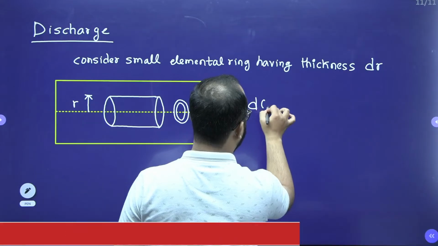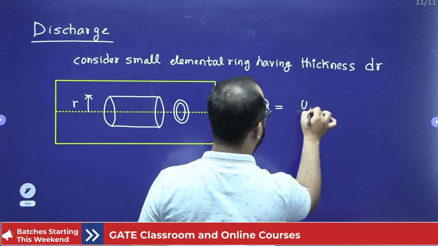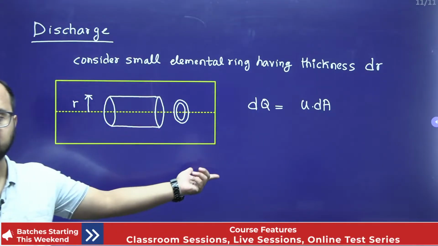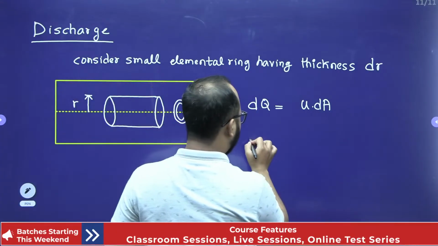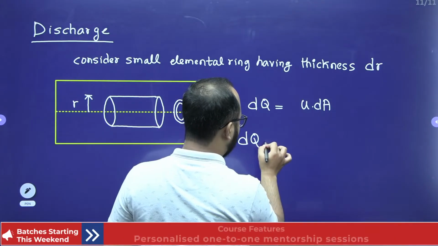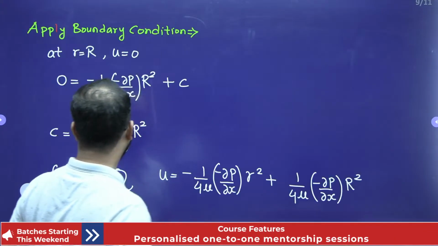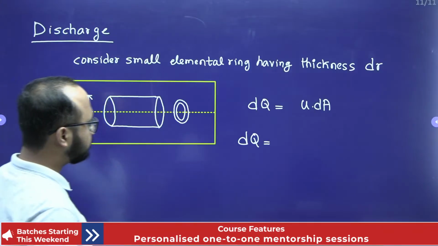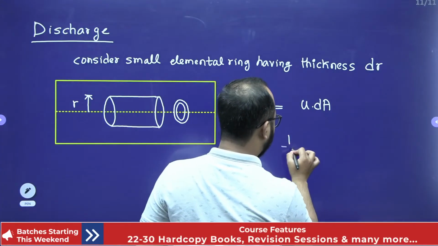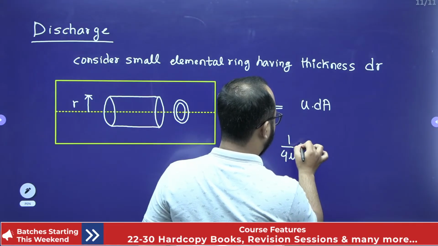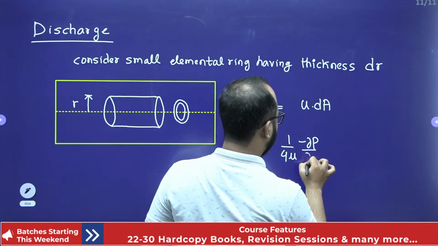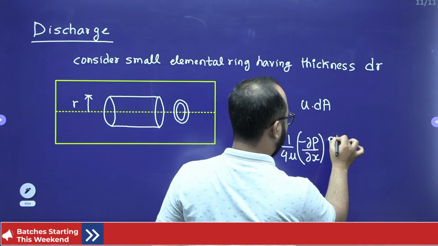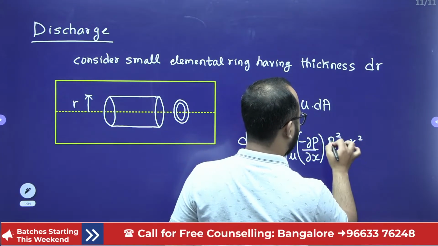Very simple. Small discharge will be there, u into dA. Whatever the velocity will be there and whatever the radius will be there for that particular ring. Okay, so velocity relation we have already found out now. This is the velocity relation that I will utilize. That is 1 upon 4 mu into minus dou p by dou x into capital R square minus small r square.